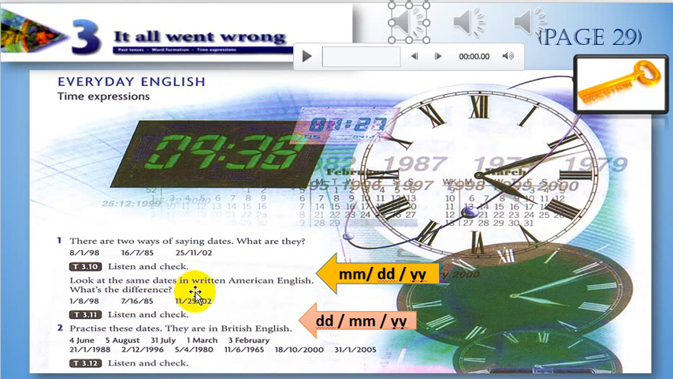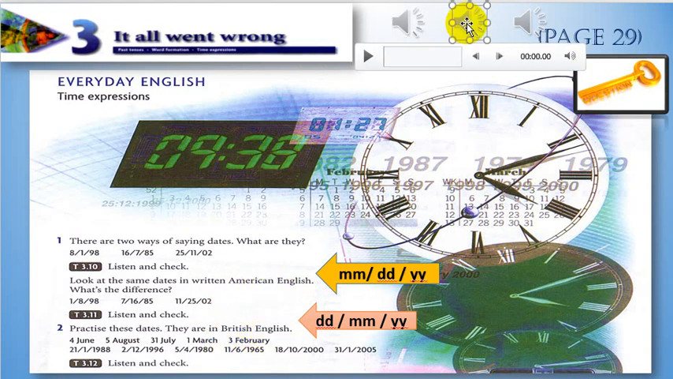The same dates can be read or written in two ways. First, the American English, then the British English. Now, let's hear the American English way of saying time expressions.